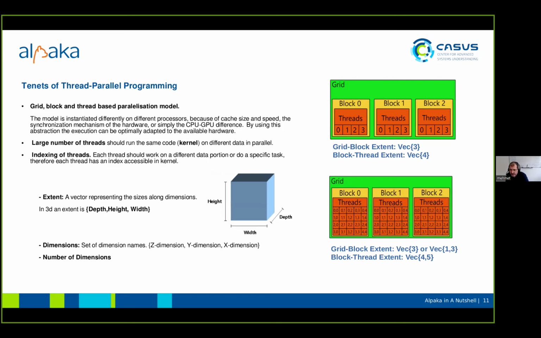There are three terms I would like to describe. The extent means the sizes along each dimension. In 3D, for example, extent is a 3-item vector of depth, height, and width. The term dimensions means a set of dimension names, although in daily English we use dimensions as the extent, but here I will use it as a set of dimension names, and the number of dimensions is the size of the extent vector, maybe.